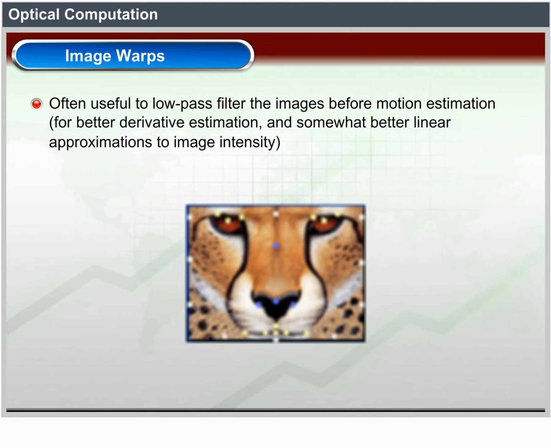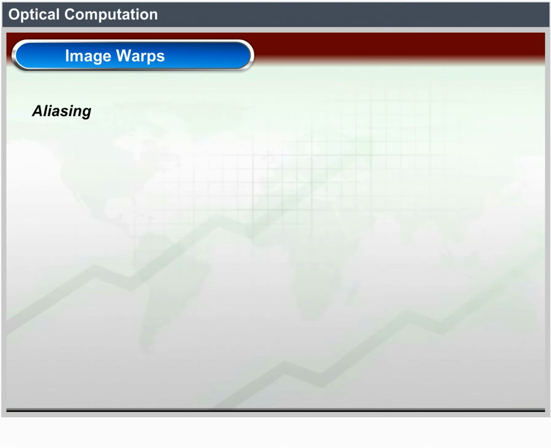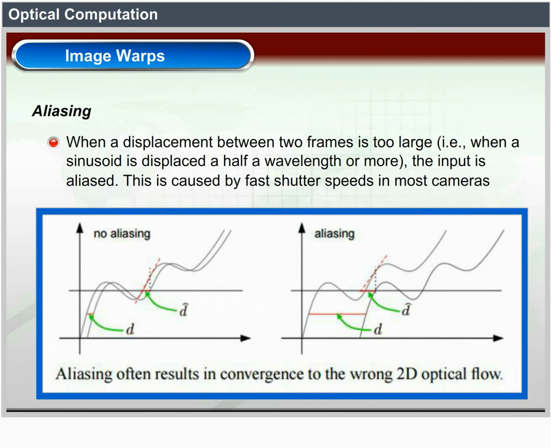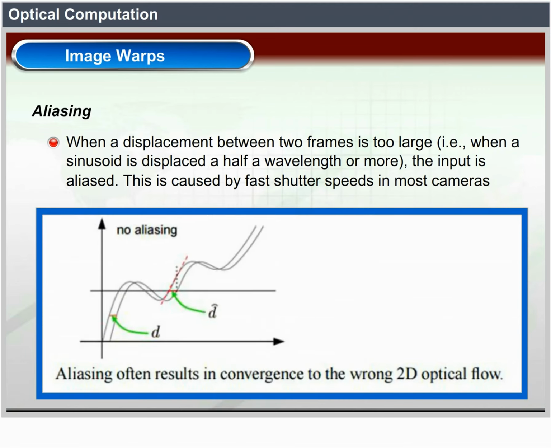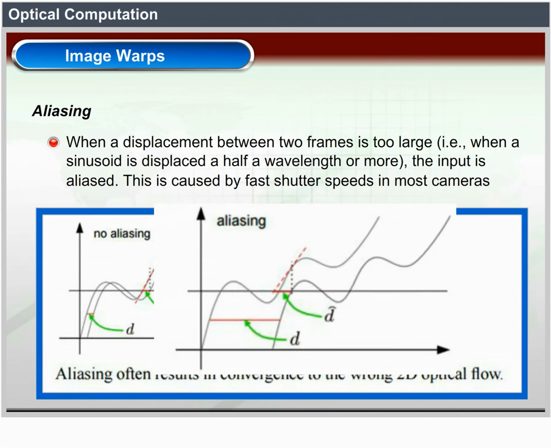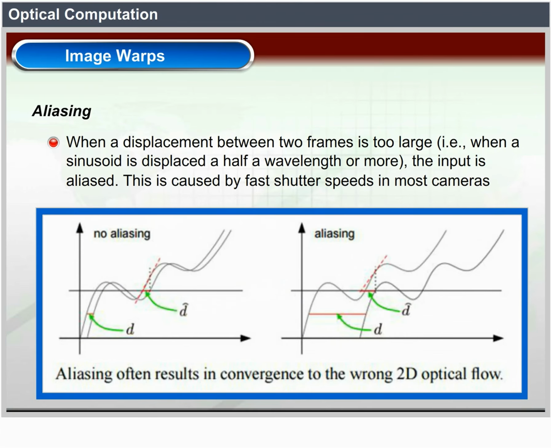Aliasing. When a displacement between 2 frames is too large, that is, when a sinusoid is displaced a half wavelength or more, the input is aliased. This is caused by fast shutter speeds in most cameras. Aliasing often results in convergence to the wrong 2D optical flow as shown.